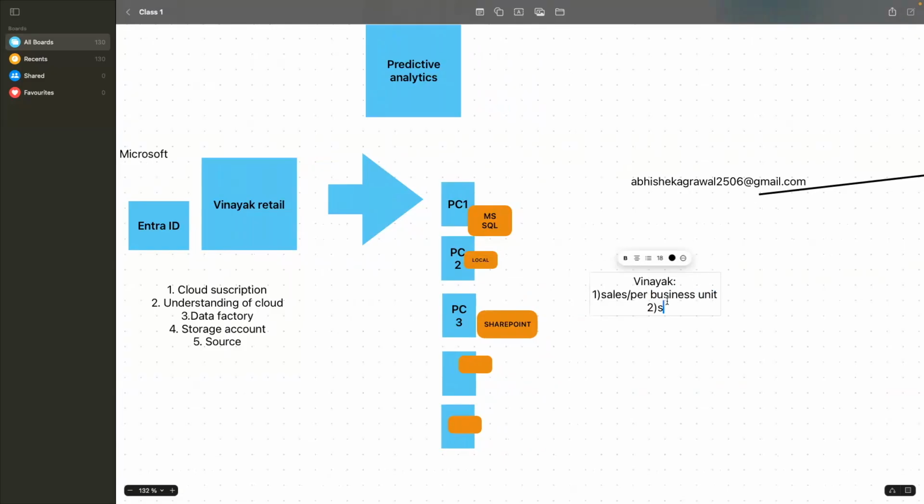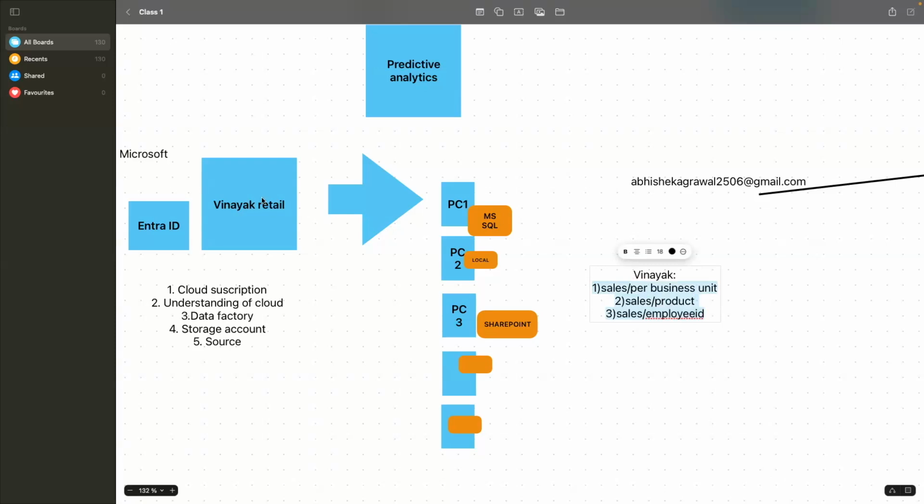Then he also wants to understand sales by product. He also wants to understand sales by employee ID, right? So he wants to understand all of this, right?